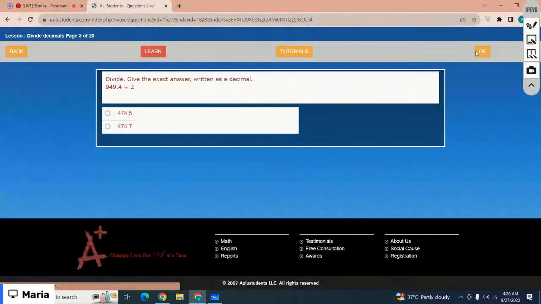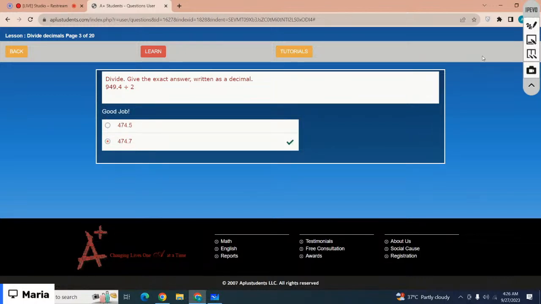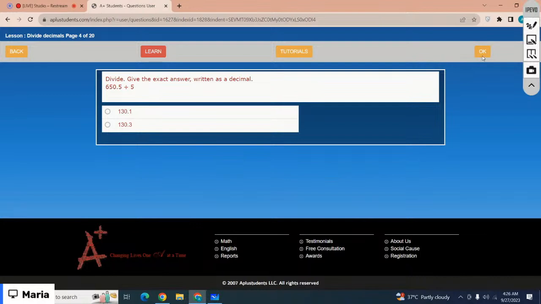Very good. Okay, the next one is 949.4 divided by 2. So which is the correct option? 1 or 2? The correct option is option number 2, right? Okay, the next one is divide.